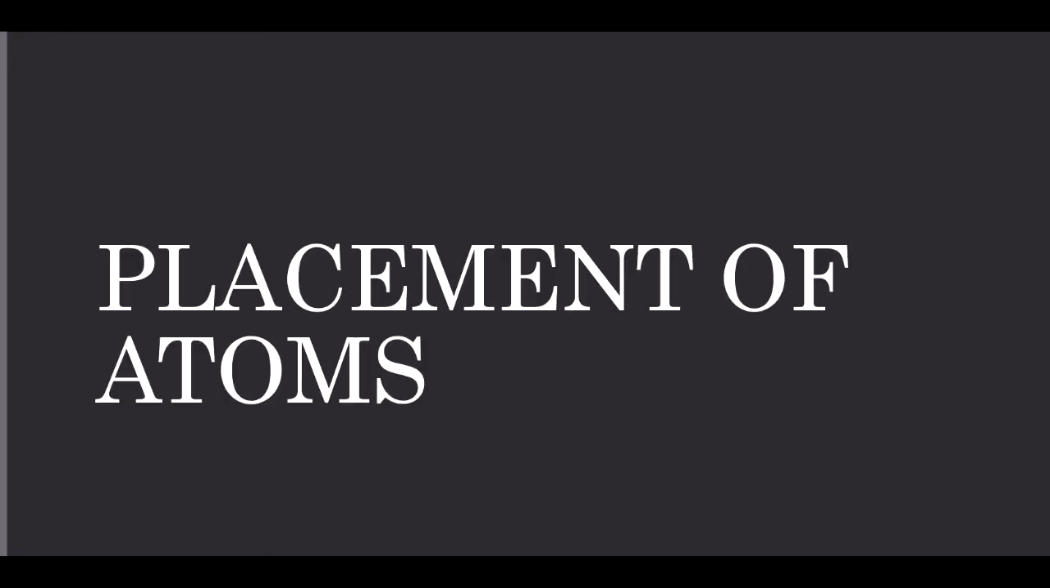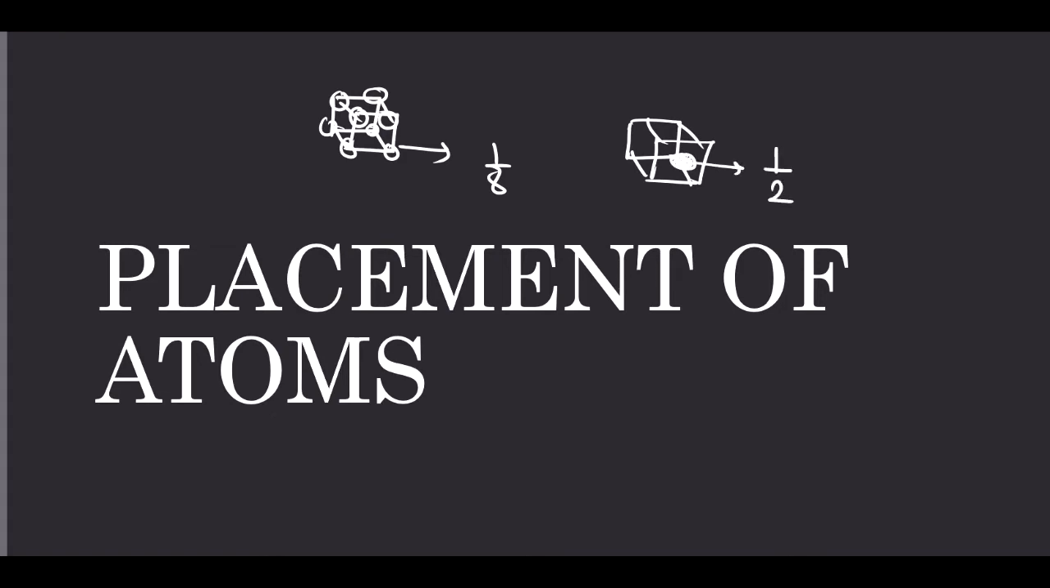So let's go for the next concept. Our next concept is placement of atoms. Here, as you know, we are basically considering the cubic lattice. In a cubic lattice, the atoms can be at the corner. If atoms are at the corner, what will be the contribution of a corner atom? It is shared with 8 others, so 1 by 8. If atoms are at the center of the face, then the contribution of each atom is half.